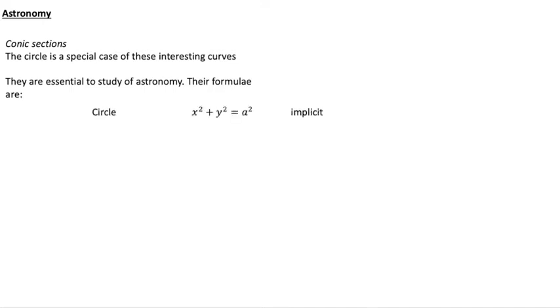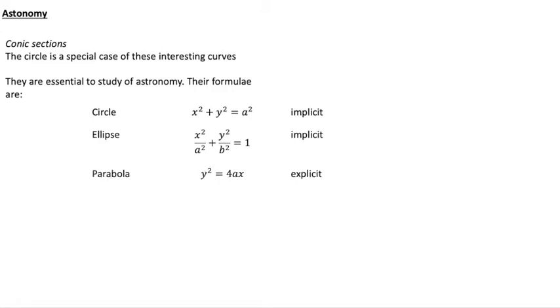We'll have a look at some examples of implicit functions now, and within astronomy the conic sections are very important, and the circle is a special case of that we've just had a look at. So as I said, they're essential to the study of astronomy, and their formulae are the circle, which is x squared plus y squared equals a squared, and that's an implicit function. We also have the ellipse, x squared over a squared plus y squared over b squared equals 1, which is also implicit, as I hope you can see.